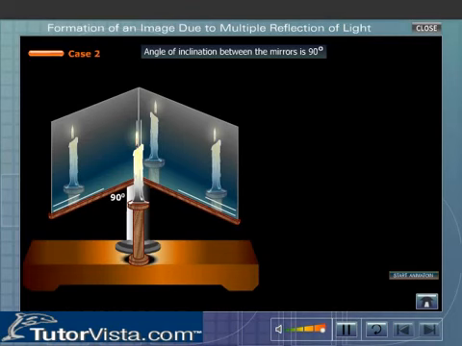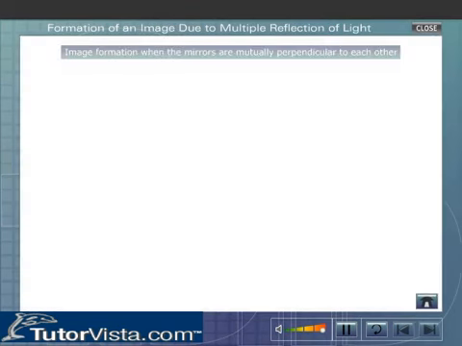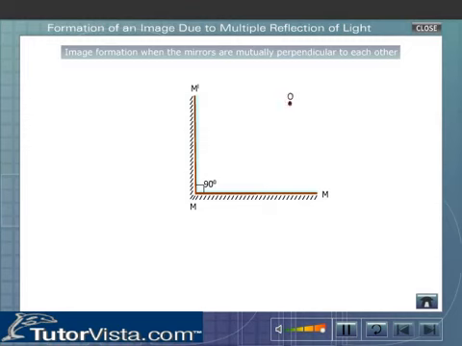When the mirrors are mutually perpendicular to each other. When two mirrors are placed mutually perpendicular to each other, we obtain three images. This can be mathematically proved using the relation n = 360/theta - 1. Click on the button to view the animation. Image formation when the mirrors are mutually perpendicular to each other. Place an object O between two mutually perpendicular mirrors.